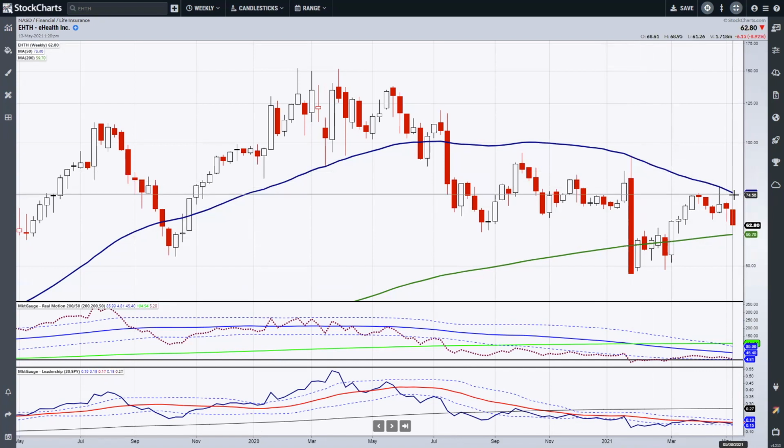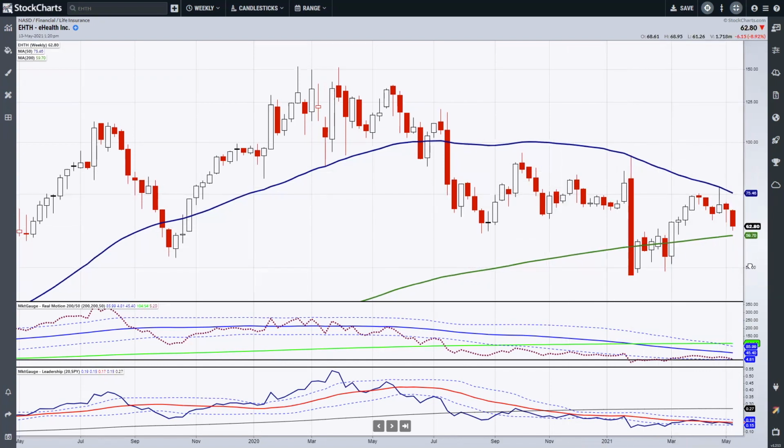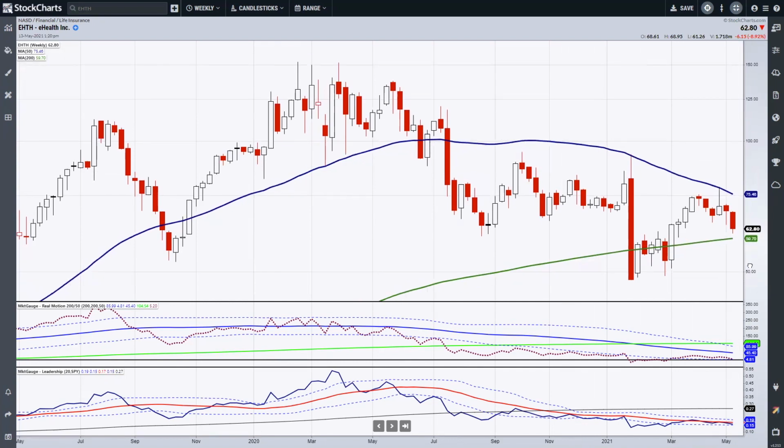Now, yes, we have a negative slope here in the 50, but we have a positive slope here in the 200. So this is a situation where I would consult the daily chart, which I'm not going to do now, to see if it starts to show any signs of strength. I would say probably looking more like a move over 64 to 67. And then you can use that 200-day moving average.